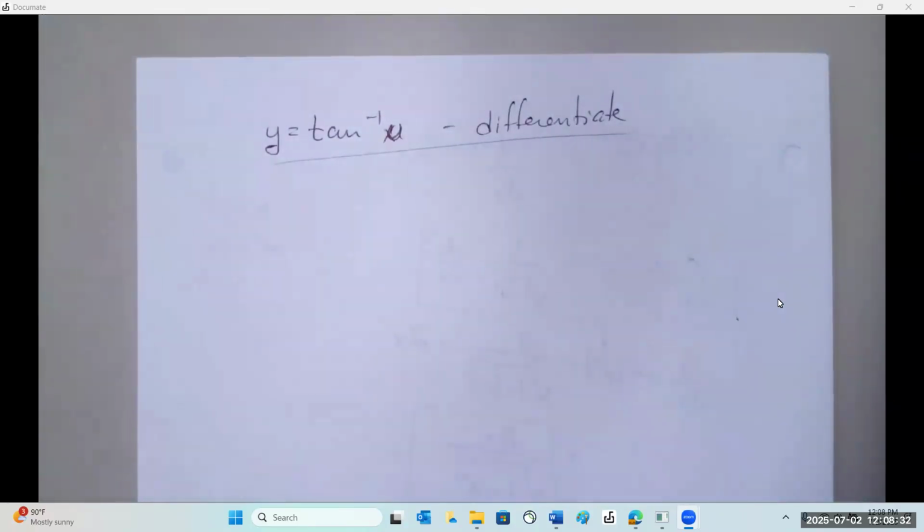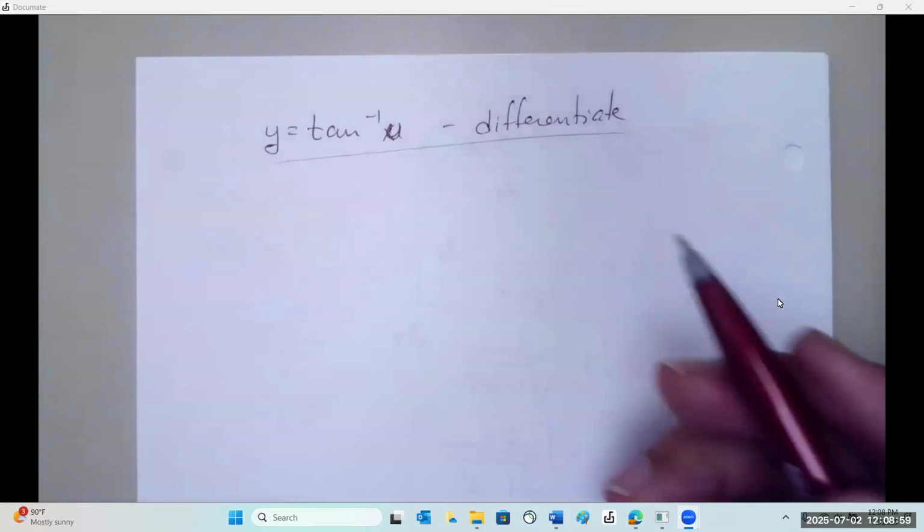Let's go back. In order for an inverse to exist, what has to be true about the function itself? It has to be continuous, and what else? It has to be differentiable. The derivative has to exist, and it has to be one-to-one. So differentiate this one.